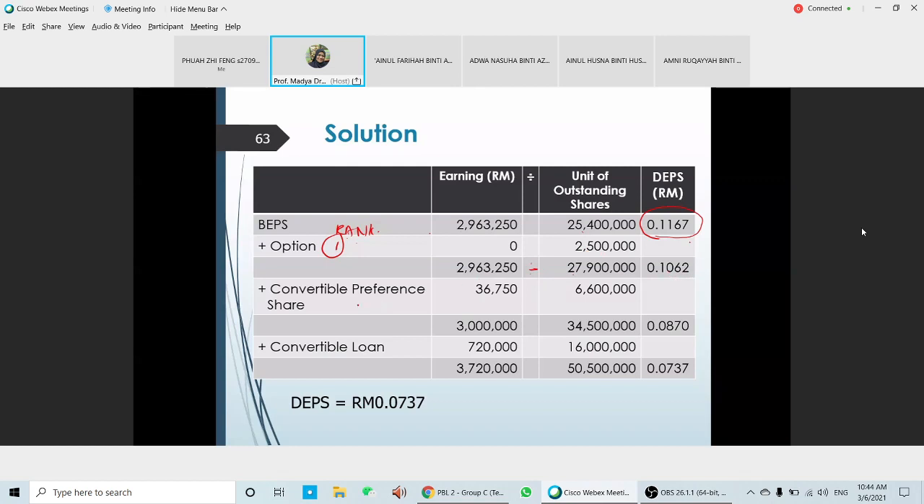And then the second one is the preference shares, which is 0.0056. So the increase in earnings is 36, and the increase in number of shares is 6.6.